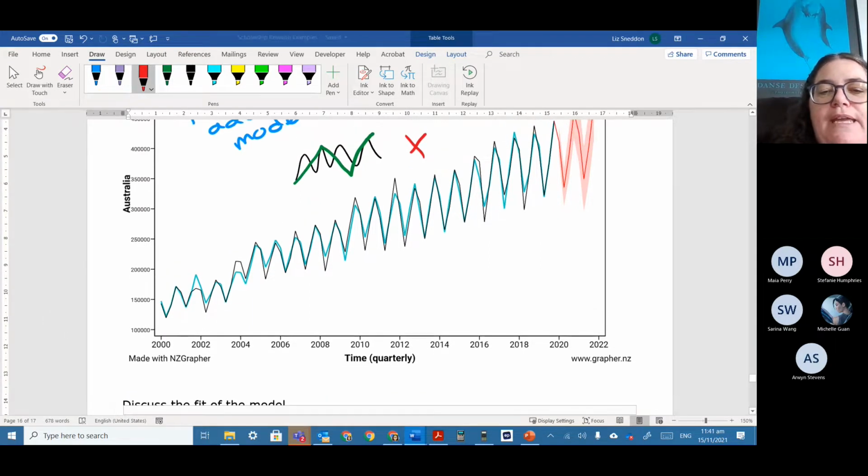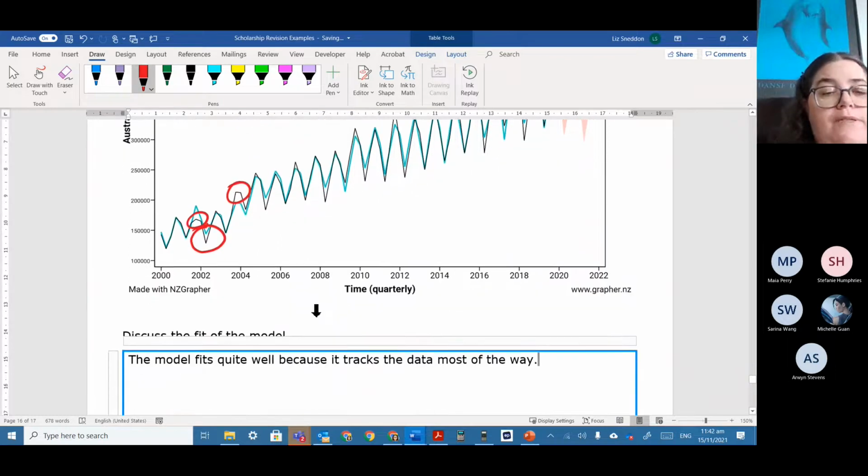Can you identify any areas that don't fit very well? Could you give me an example of a place where it doesn't fit very well? 2002. Okay. 2004. Yep. So I can look particularly here, here, here. So I can identify particular points where the model doesn't fit as well. And so that would be a really nice thing to add in your explanation, so that it tells us what it is that we're looking for to identify if it's a good or bad fit.